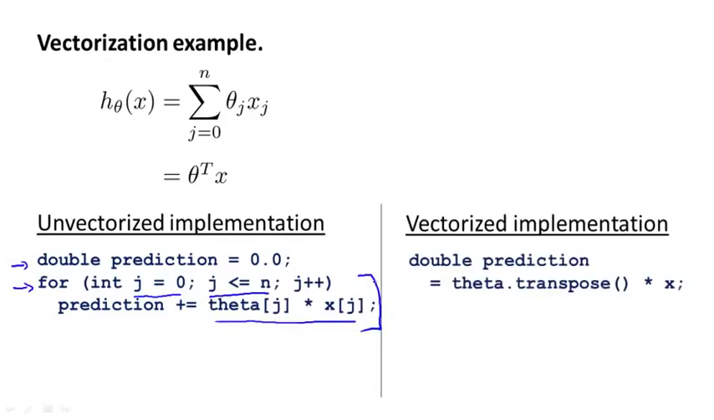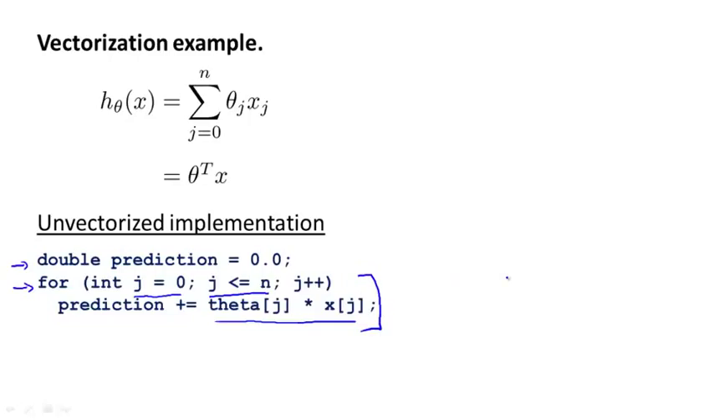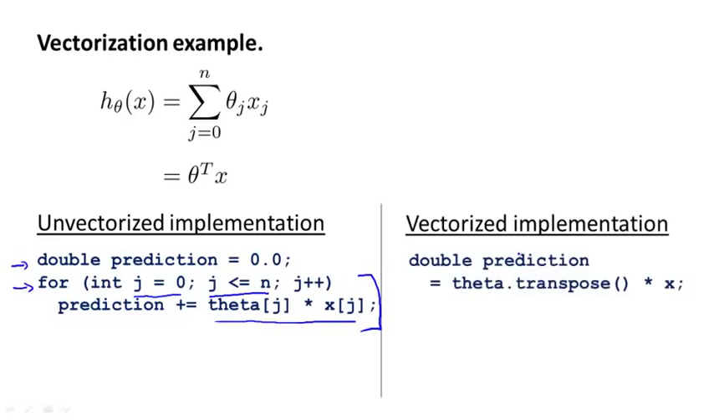In contrast, using a good numerical linear algebra library in C++, you can instead write code that might look like this. Depending on the details of your numerical linear algebra library, you might be able to have a C++ object which is a vector theta, and a C++ object which is a vector x, and you just take theta transpose times x, where this times becomes a C++ overloaded operator, so that you can just multiply these two vectors in C++.